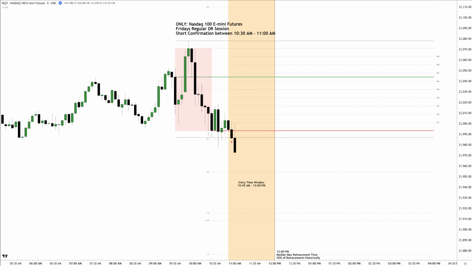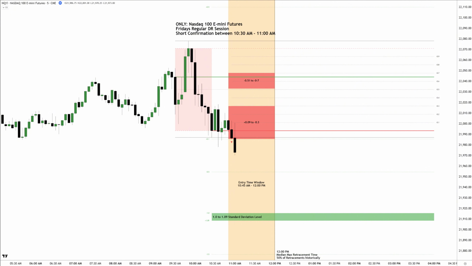Inside that time window, you look for an entry anywhere between the first retracement box going from plus 0.09 to minus 0.3 inside the defining range, with stops a few ticks above the minus 0.3 retracement level. If stopped out, you can get a second opportunity for the session within the higher retracement box going from minus 0.51 to minus 0.7. Your target for the session is the 1 to 1.09 standard deviation level.